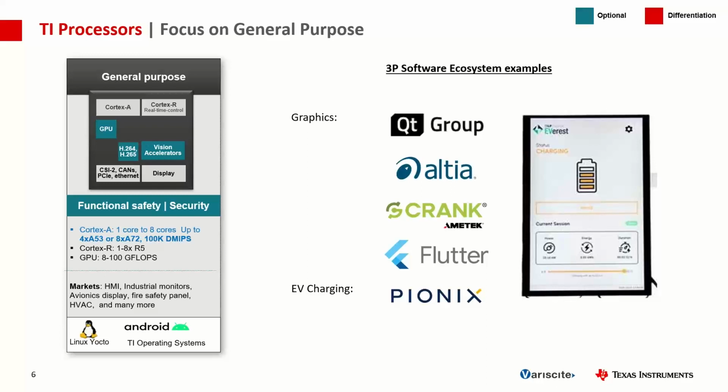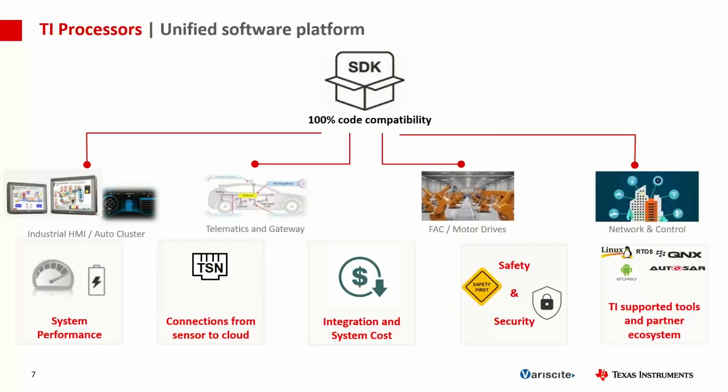And then, of course, our base software delivery is Linux Yocto, and then the operating system being Android. So I think that covers the introduction at a high level to processors and where we sit within processors. So we will be focusing on Sitara MPU general purpose devices today, and that's the AM625 family. So if we go to the next slide, we'll talk a little bit more about the base SDK and how it's unified across all of our processors.